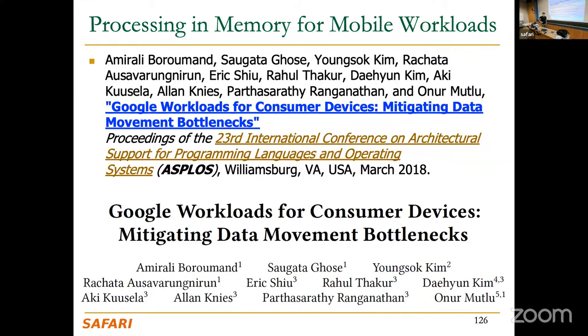This is another example of processing in memory work. It's about Google workloads on consumer devices. In this one, we focus on analyzing the data movement bottlenecks in some consumer workloads from Google. For example, TensorFlow Mobile, the VP9 encoder and decoder, and the Chrome browser. Amirali, who is the first author, was also a PhD student of the group and is now working at Google, I think. He analyzed all these workloads and studied how much data movement is in them. Data movement meaning bringing data from the memory to the processor.